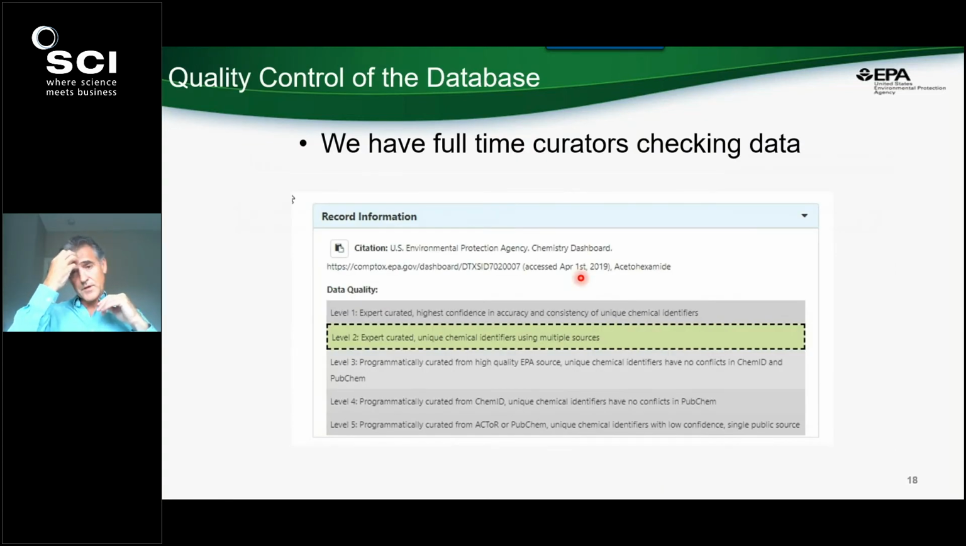As I mentioned, we have full-time curators checking the data. So in this case, we show you for every record what level of curation the chemical has gone through. We have 5 levels of public curated data, plus we have 2 levels that we retain internally. So we have an additional 18,000 chemical substances internally that we have not released yet, until we put them through a level of curation, which will elevate them to these 5 levels.